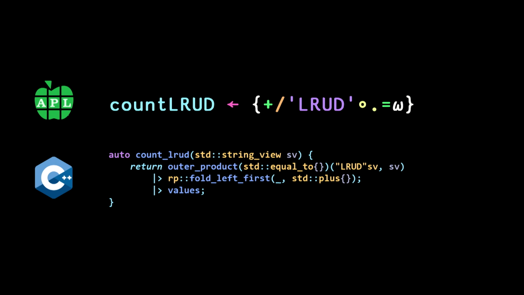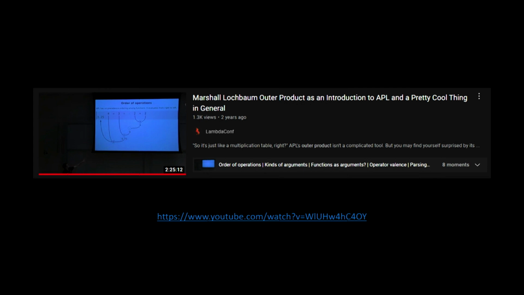If you were interested in learning more about outer product, there's a fantastic, it's not even a talk, it's like a workshop that was given by Marshall Lochbaum, the creator of BQN. This link will also be at the end of the slides. He gave this at LambdaConf a few years ago. It's a fantastic talk because he shows a ton of different ways that you can use outer product.